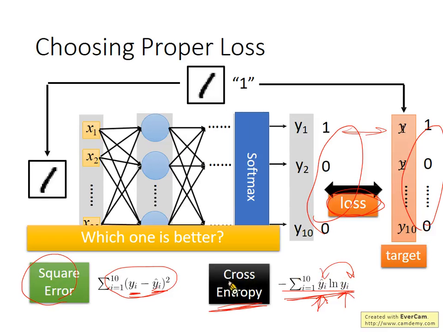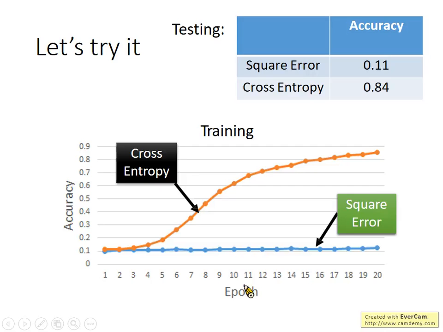So we can either choose square error or cross entropy to be the loss function. That would be quite easy. Originally, if you use square error to measure the goodness, but you achieve bad training accuracy, maybe you can try cross entropy to measure the loss. So let's try it. Here is an example.